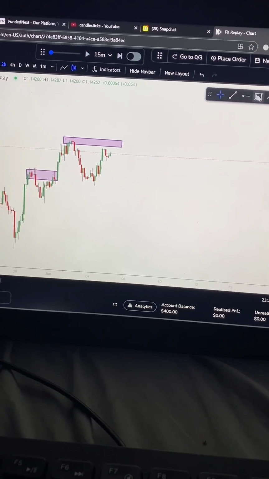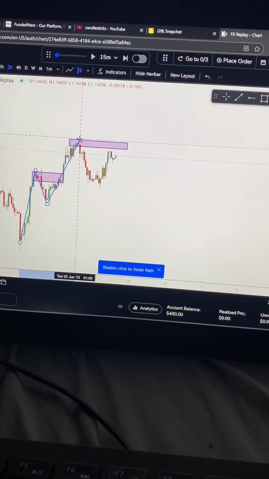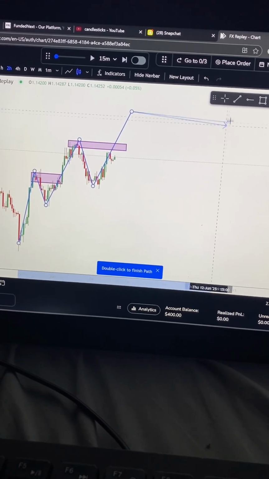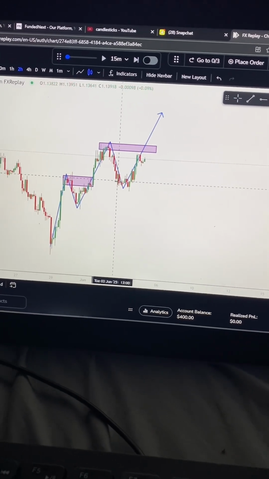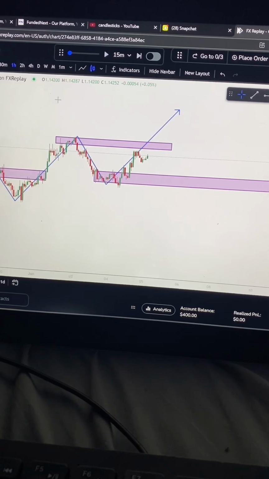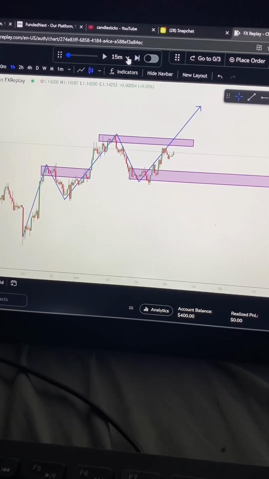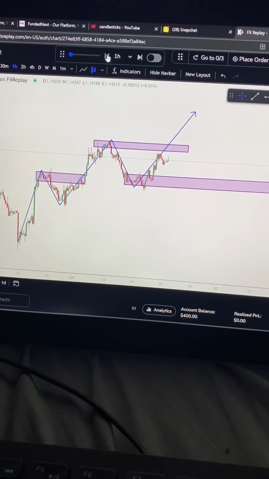It's a very, very good example. Look, higher high, higher low, higher high, higher low, then it's going to go up. So this is an uptrend. But if it breaks past this level, that makes it a downtrend. So I'm going to the 1 hour time frame and I'm going to play this. Let's see how it goes.